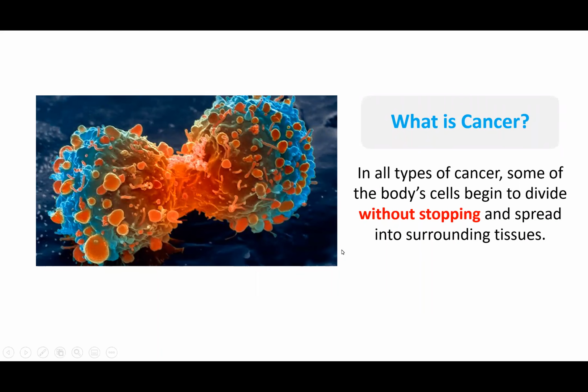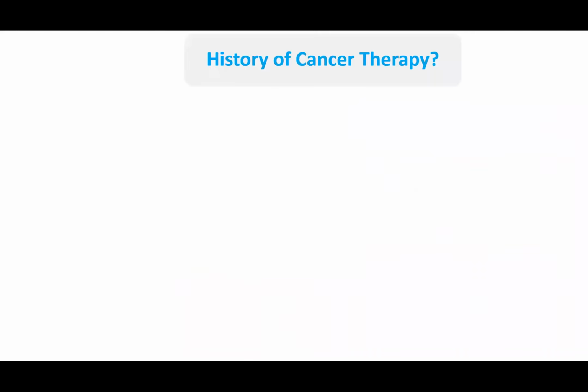A certain population of cells starts to grow and proliferate without stopping. This is the main characteristic of cancer, right? And over time, these highly proliferating cells will start to spread into surrounding tissues, forming metastasis.